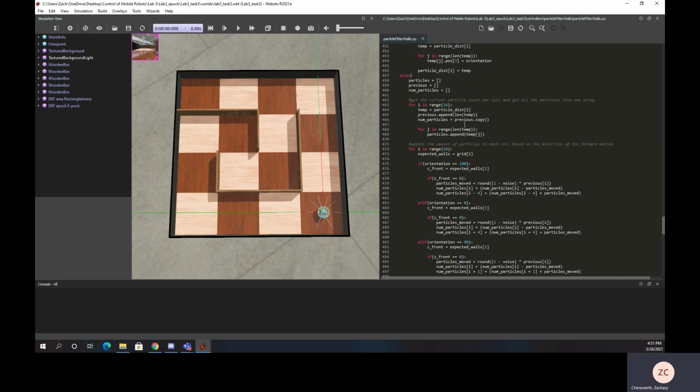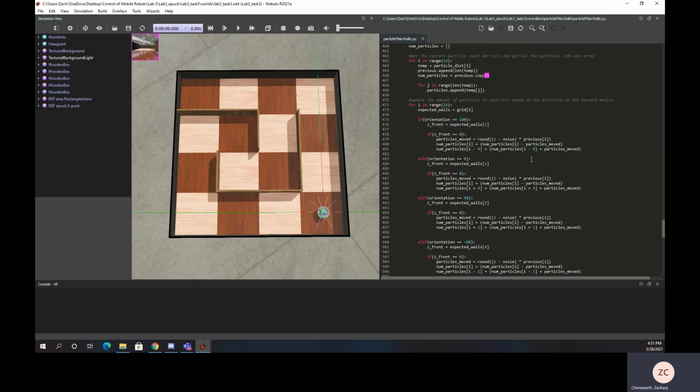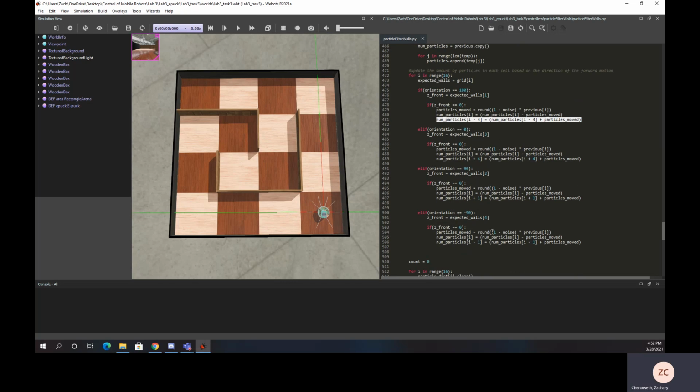If we have a forward motion, we're going to update those. So we're going to go ahead and get the current particle count in each cell, and then we're going to update based on the walls in each cell. So depending on the direction we're facing, if there's an expected wall in the direction we're facing in that cell, we're not going to move the particles. Otherwise, we're going to adjust where the particles are by calculating the number of particles we want to move, subtracting them from the current cell we're in, and then adding those particles to the new place we're moving. And that's the same for all these.